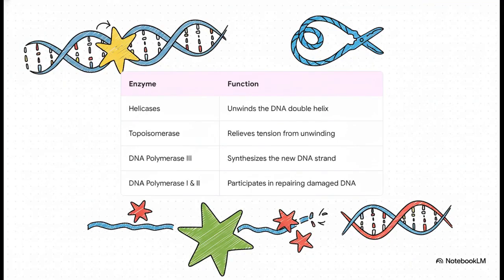Of course, this isn't magic. It requires a whole team of enzymes, a molecular construction crew. This table right here is super high yield. You've got helicase, which unwinds the DNA. Topoisomerase runs ahead of it, relieving the strain. DNA polymerase III is the star of the show. It's the master builder synthesizing the new strand. And you can think of polymerase I and II as the repair crew, fixing any damage along the way.